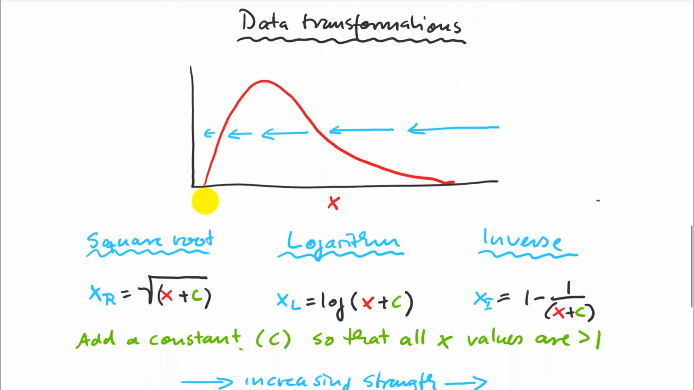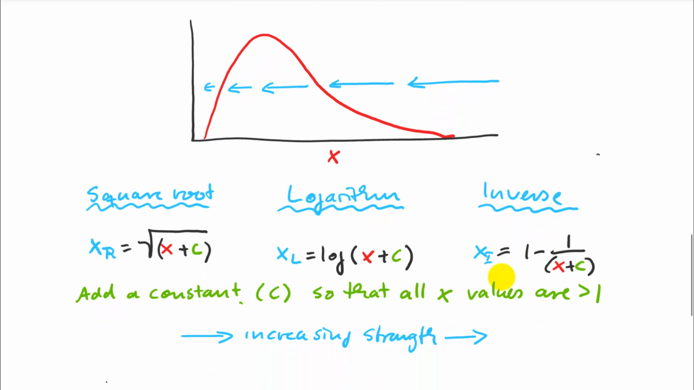So the idea of data transformations is, if x is your original variable, that you transform the axis where the really big values get reined in a lot and the small values are not as much affected by your data transformation. The typical options that you have are square root transformations. You can take the logarithm or the inverse. Those are increasing in strength. So inverse is stronger than logarithm is stronger than square root.